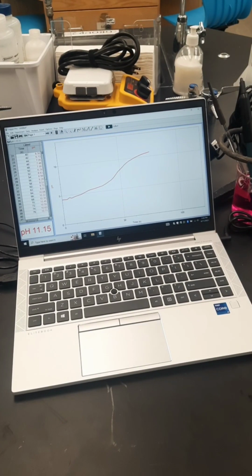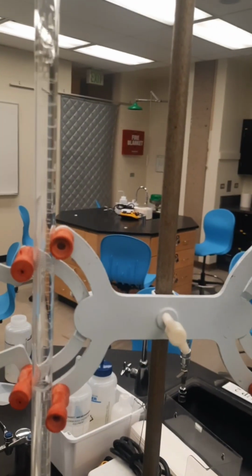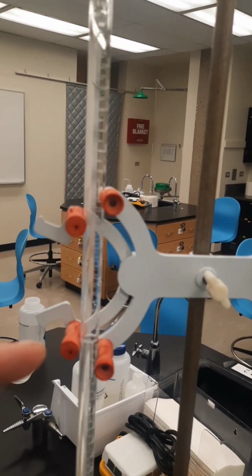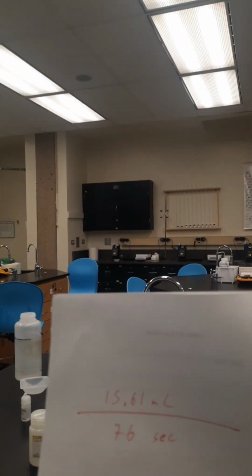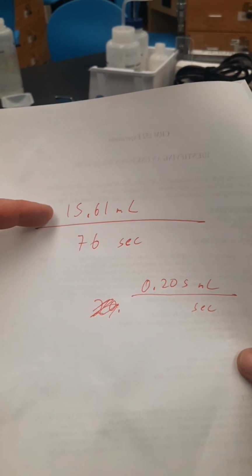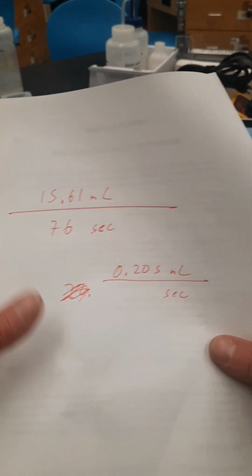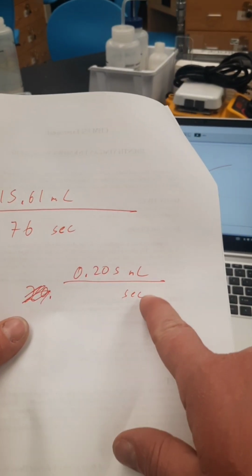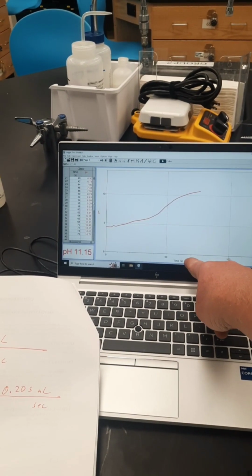When the experiment is over, we want to note the time that has elapsed, and we want to see the total volume of base that was dispensed to calculate the drip rate. Since you started your burette at 0, this was the total amount of base dispensed. This is the total time. So this is our drip rate in milliliters per second. The reason why we need the drip rate is because our x-axis is in seconds, not in milliliters.